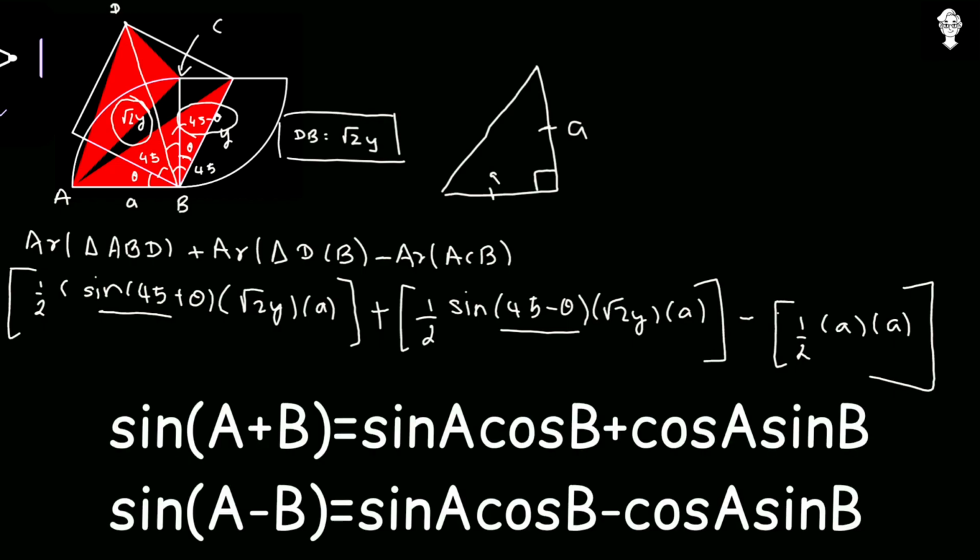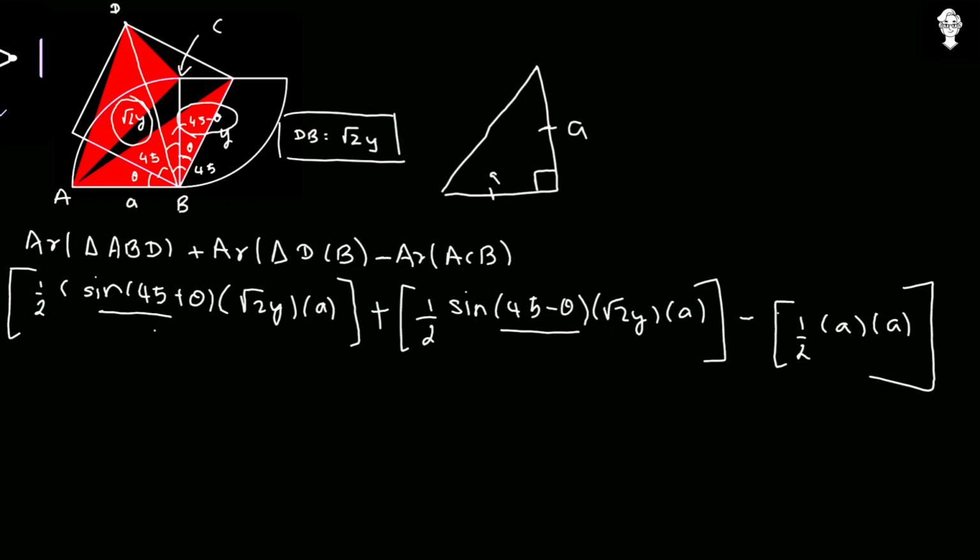That sine of A plus B is sine A cos B plus cos A sin B, and sine of 45 minus theta will open with this particular identity, that sine of A minus B is sine A cos B minus cos A sin B. And also we can see that if A is taken as 45 and B is taken theta in both the cases, so what we will have is like this way: sine of 45 into cos of theta plus cos of 45 into sine of theta.